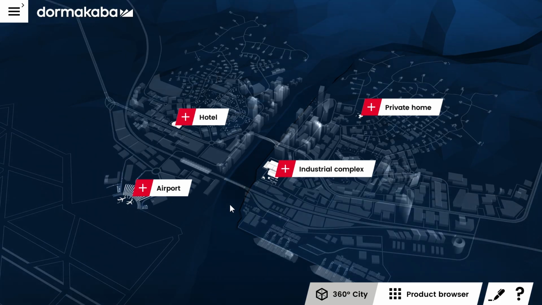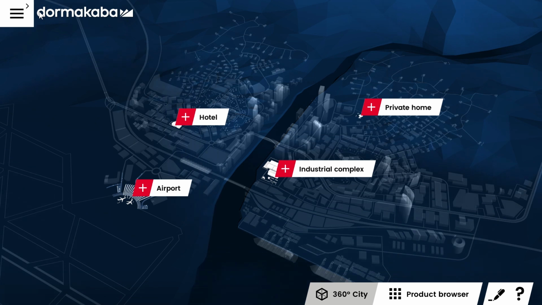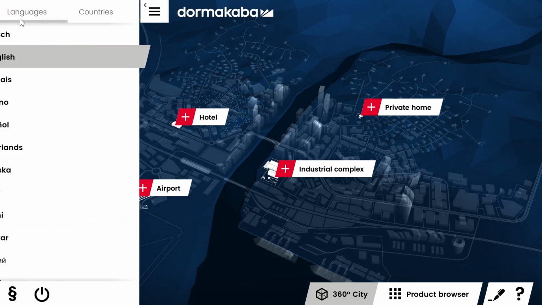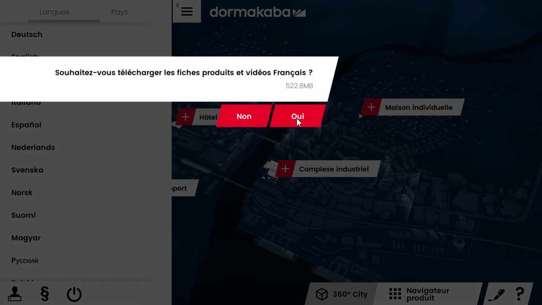Welcome to the dormakaba 360-degree city, a virtual space in which you can experience and explore our products interactively. Launching the app takes you straight to the 360-degree city start page. Just for starters, you can change the app language here as you like. Simply download the media package you need once you have selected the language.